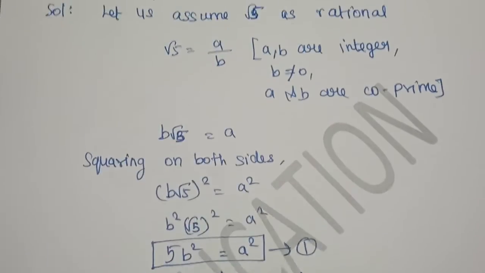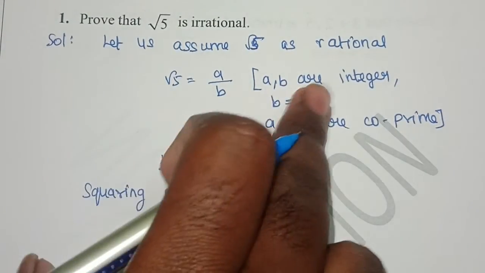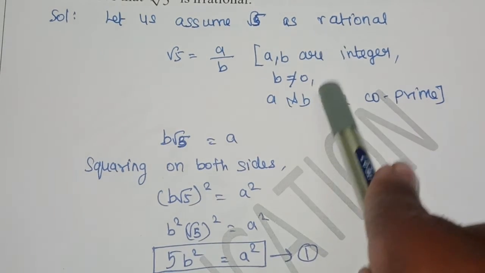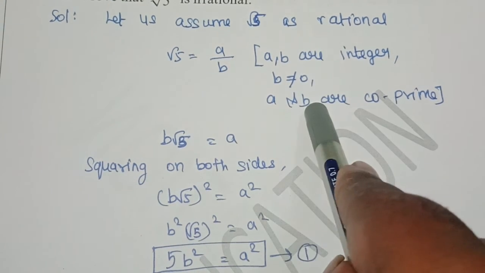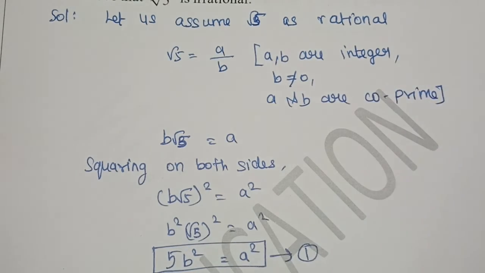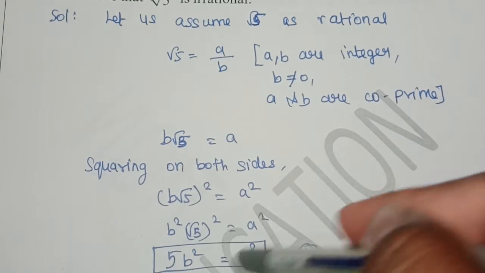First, what did we do? Let us assume root 5 is rational. Therefore a by b, a and b are integers. If the denominator is 0, then 1 by 0 is infinity, therefore the denominator is not 0. a and b are co-prime numbers. These 3 points are very, very important from the point of view of the board examination. If you don't write these 3 points, 1 mark will be reduced. Then cross multiply and square on both sides, and we get the equation.